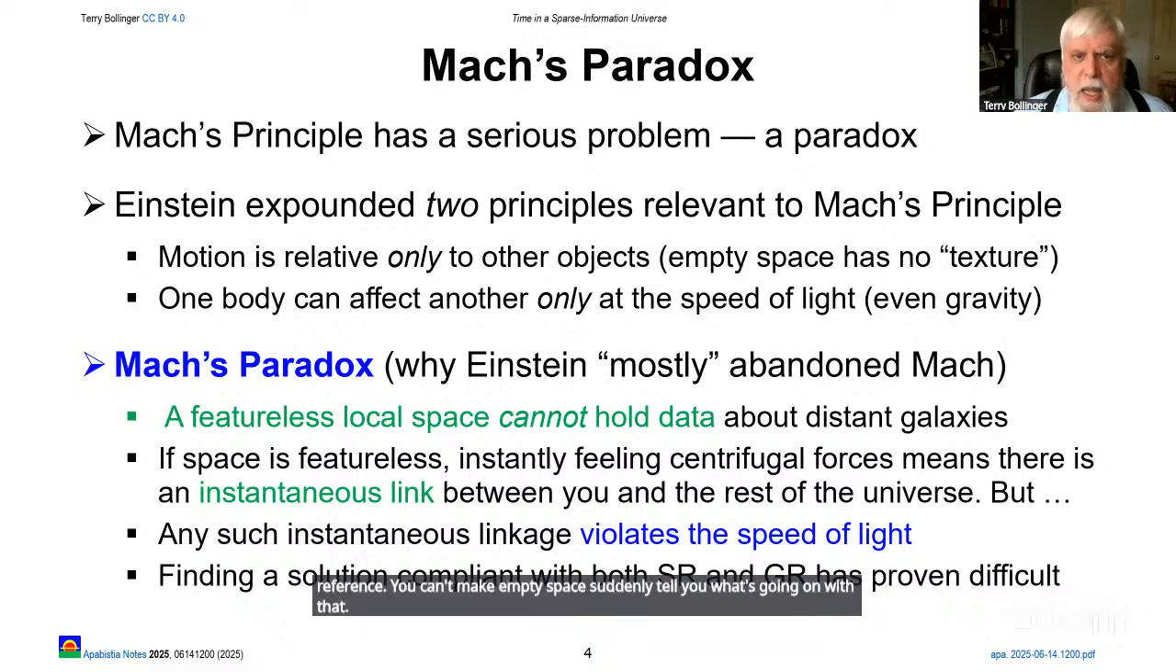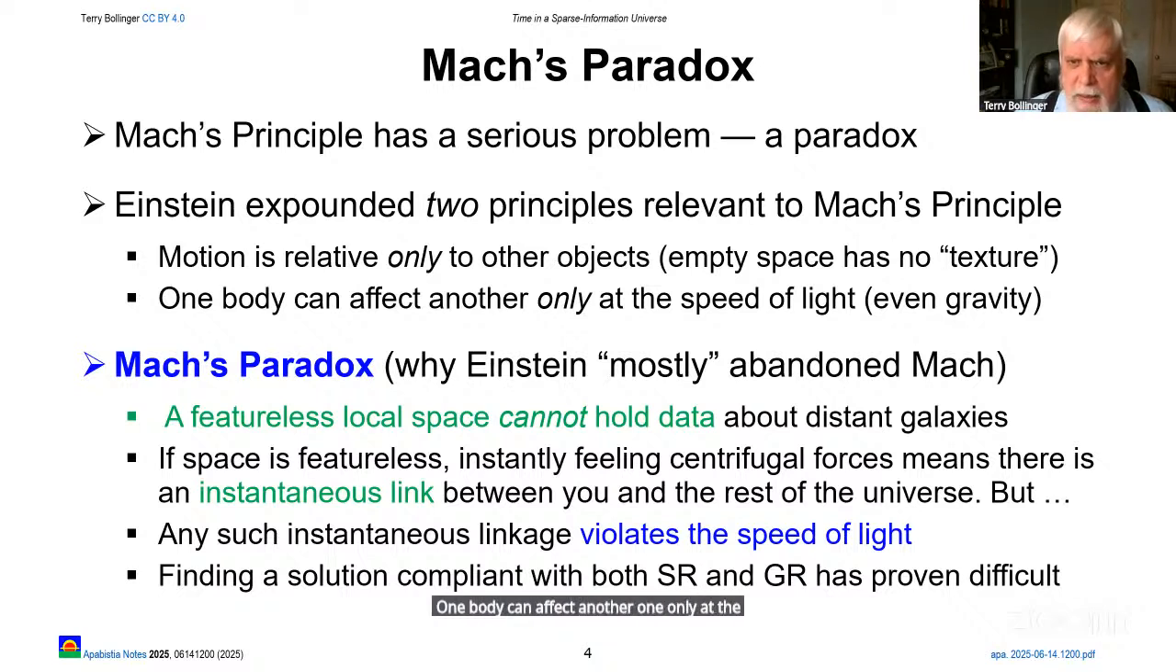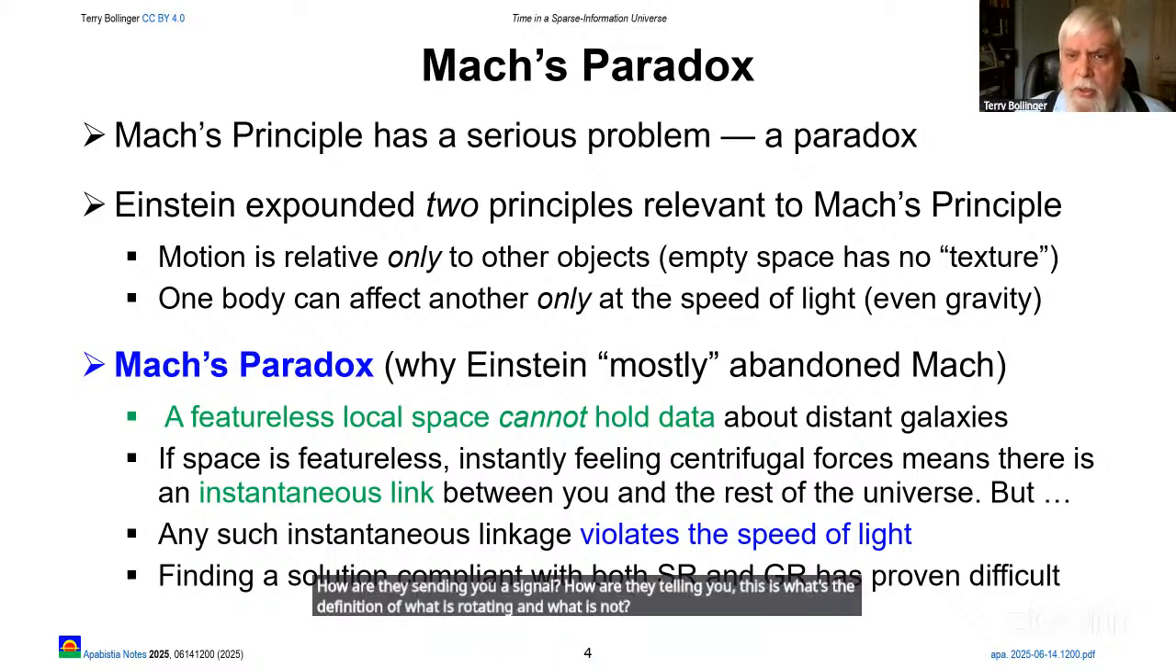One body can affect another only at the speed of light, is the second side of the paradox. Because if it's those distant galaxies, which are the majority of the universe, that determine which direction is rotating and which direction is not, how are they sending you a signal? How are they telling you what is the definition of what is rotating, what is not? Because the signal is instantaneous. You feel it the moment you start spinning. Well, it would take a few billion years for the gravity waves from those distant galaxies to even know that you're spinning.